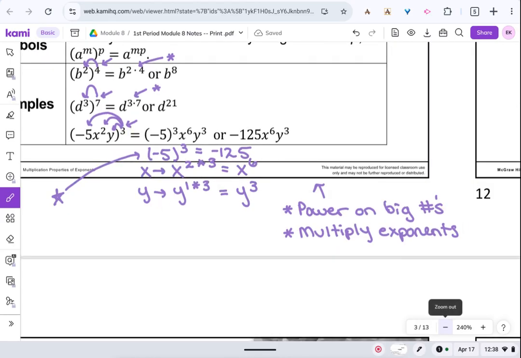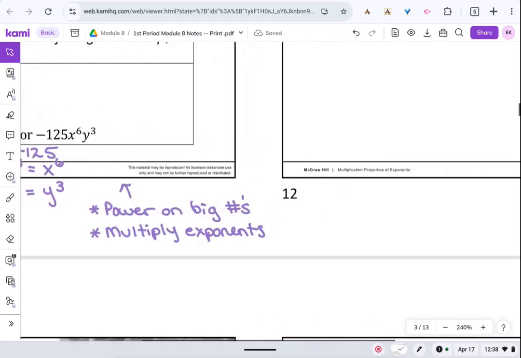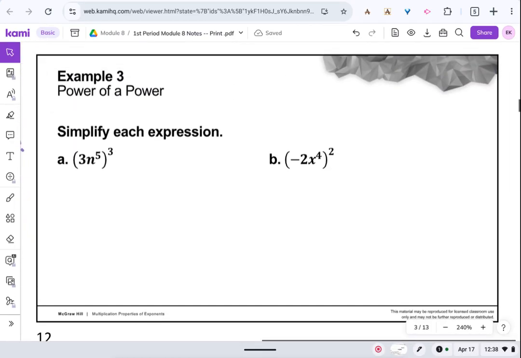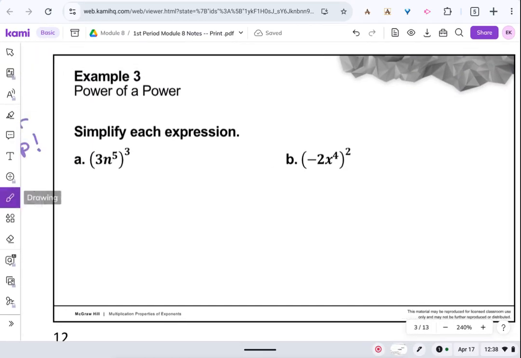We're going to see lots of examples today. Hopefully the practice in our notes will help you on the practice that you're going to work on when you're done with this video.